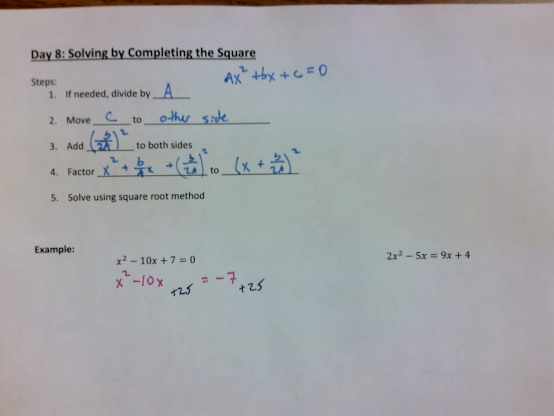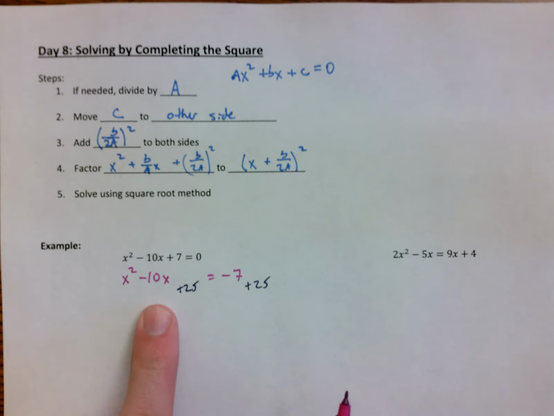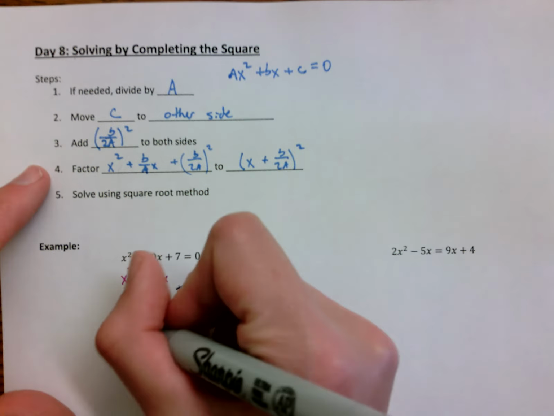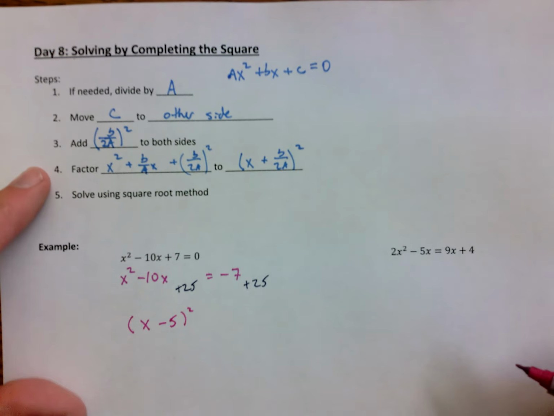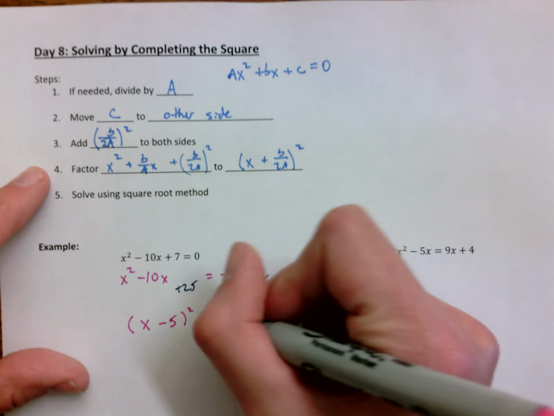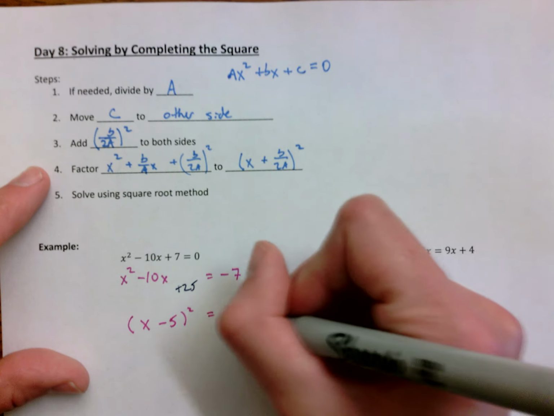All right, once I've done that, now I can factor this half of the equation. Two things that multiply to 25 and add to negative 10: negative 5 and negative 5. So this is x minus 5 squared. And then on this side, 25 plus negative 7 is 18.